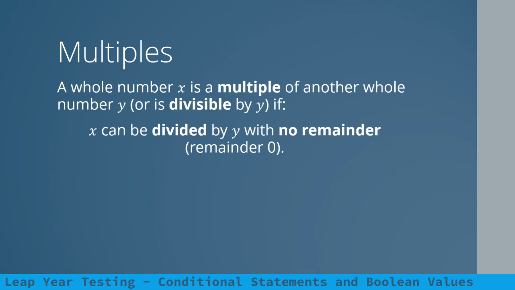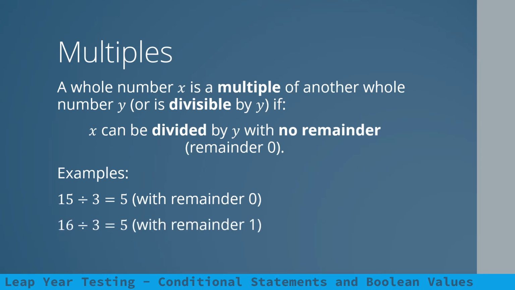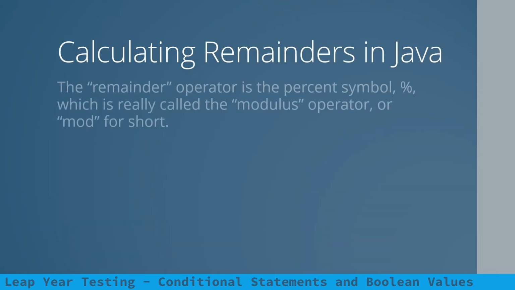So a whole number, let's call it x, is a multiple of another whole number, y, or we say it's divisible by y, if x can be divided by y with no remainder, or that is a remainder of 0. So for example, 15 divided by 3 is exactly 5 with a remainder of 0, no remainder. But 16 divided by 3 is 5 with a remainder of 1. So it's not exactly 5, it's a little bit more, and the remainder tells us that it is not divisible.